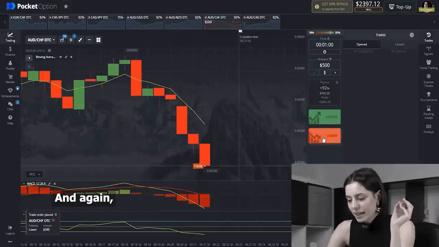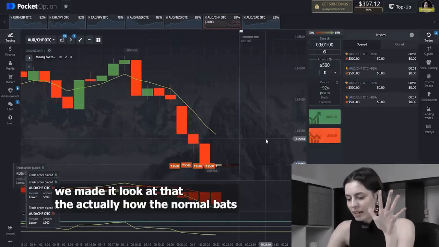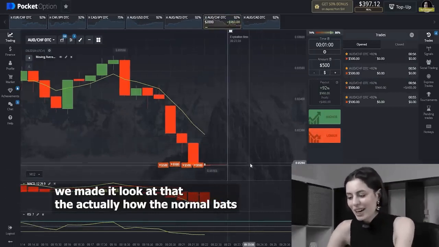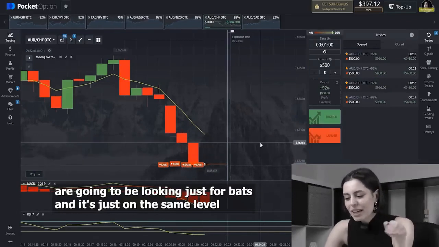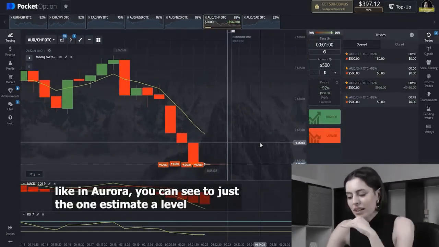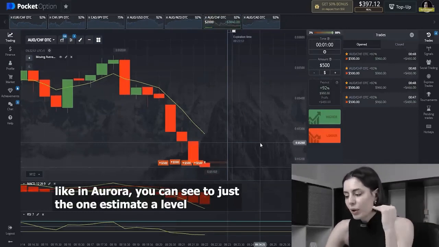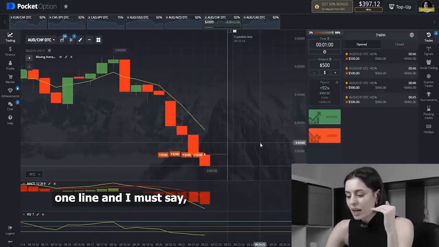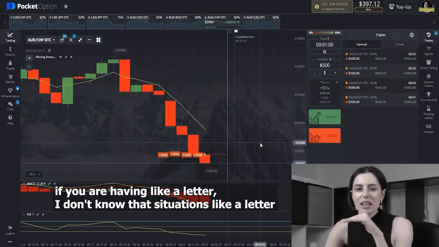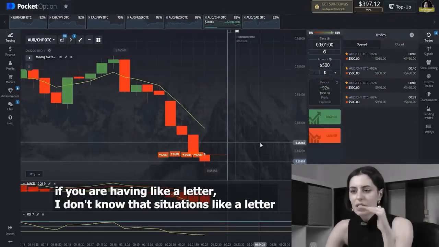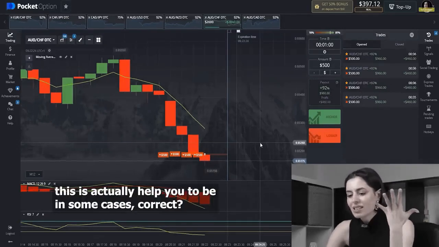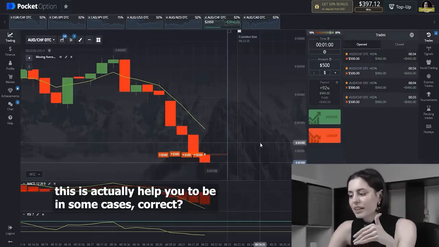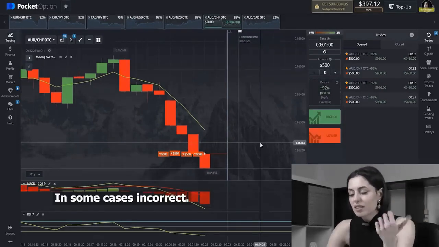And again, we made it. Look at that. That's how the normal bets are going to look. Just 4 bets, and it's just on the same level, in a row, you can see it, just the one estimated level, one line. And I must say, if you are using a ladder, I don't show those situations, because this can help you be, in some cases, correct, in some cases, incorrect.